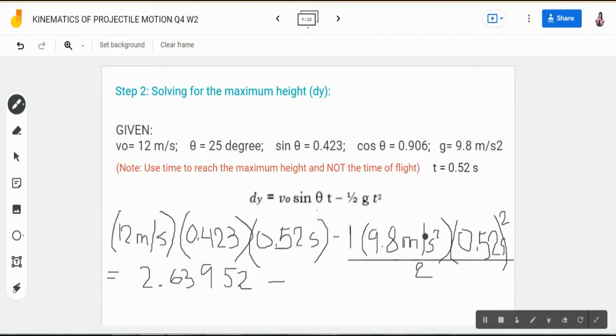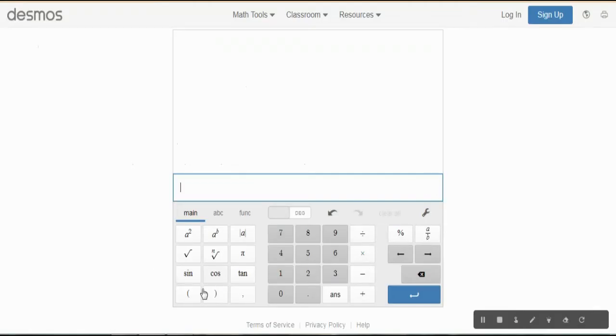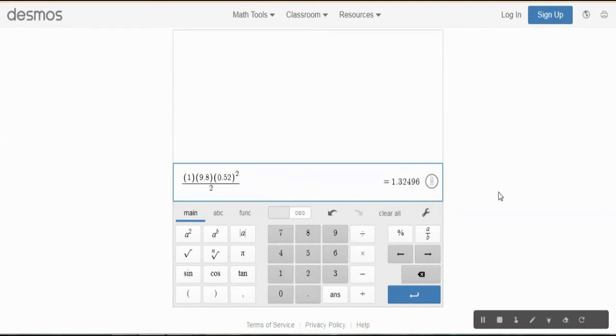So, multiply natin, and then divide natin. So, 9.8 times 1 is 9.8. Kaya times natin siya dito sa 0.52 squared. So, lagay lang natin. Okay, 9.8. Tapos, 0.52 squared. So, that would give us 2.64992. Pero, di-divide natin siya overall, okay, by 2. So, ito yung nakukuha natin sagot.